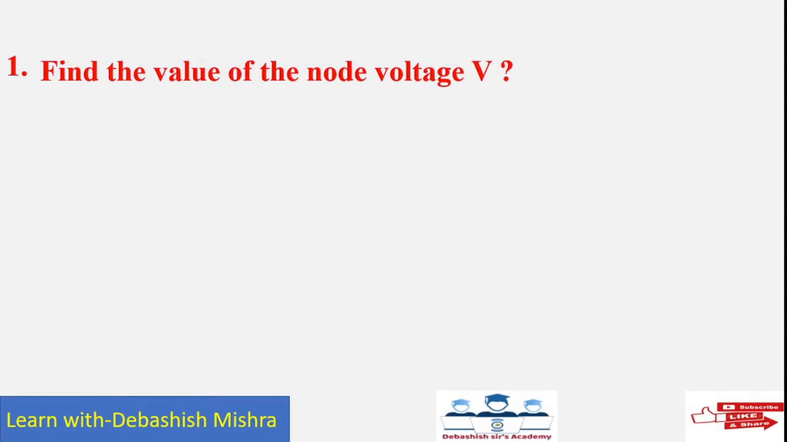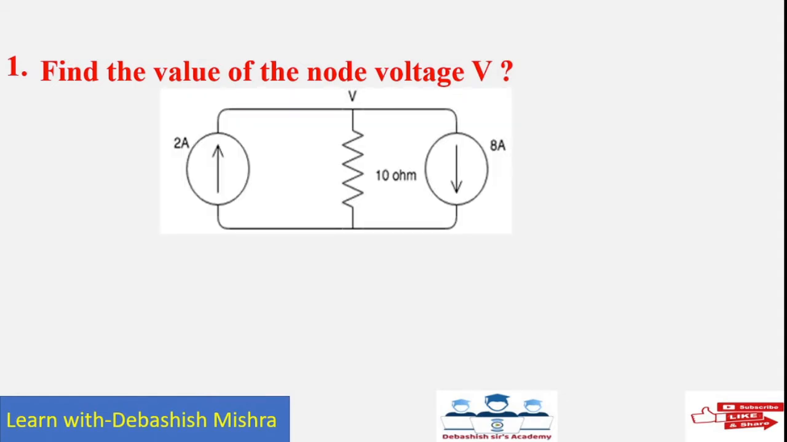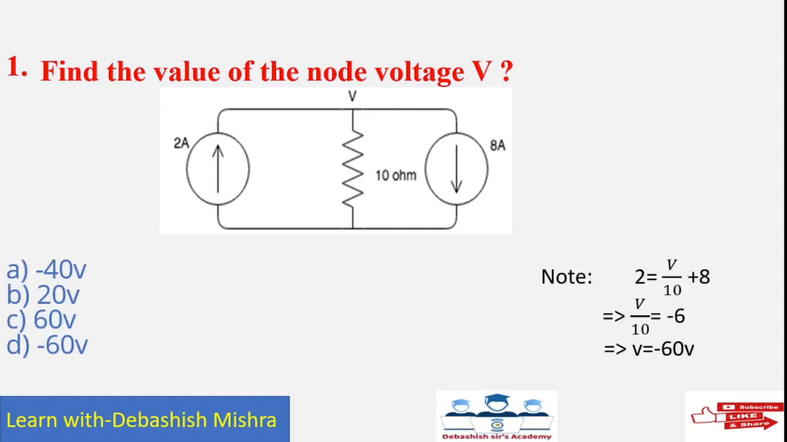Find the value of node voltage V. This is the diagram, and these are the options. I have already told you, when you calculate the node voltage V, apply KCL, Kirchhoff's current law: incoming current is equal to outgoing current. So 2 is the incoming, 8 is the outgoing, and this current is also outgoing. So 2 equals V by 10 plus 8. So V by 10 is equal to minus 6, so V is equal to minus 60.